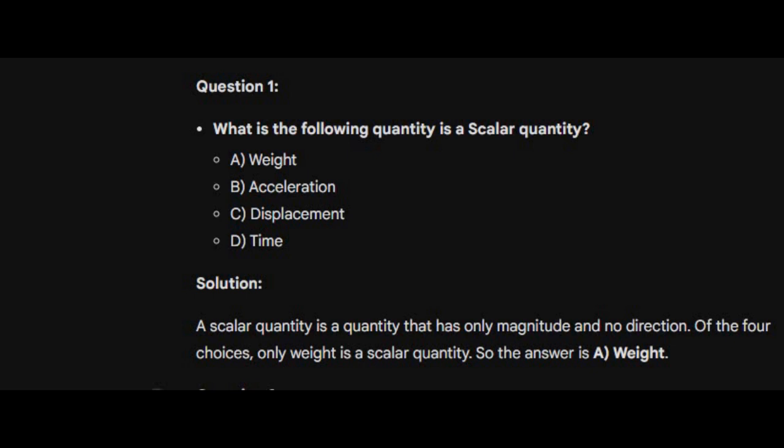The following quantity is a scalar quantity. A. Weight. B. Acceleration. C. Displacement. D. Time. Solution. A scalar quantity is a quantity that has only magnitude and no direction. Of the four choices, only weight is a scalar quantity. So the answer is A.